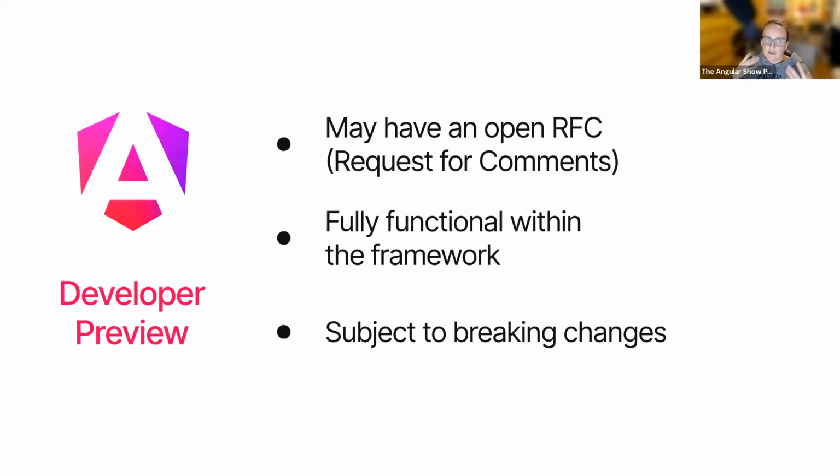Well, it's a way for the Angular team to get the code out to us faster. These are new features that are fully functional within the framework, but they may still have an open request for comments. They also may be subject to breaking changes. For example, Angular just got signals in the library with version 16 in developer preview, and there was one method on the API that they decided not to continue with. So it was actually removed.